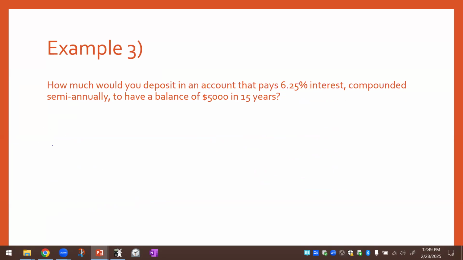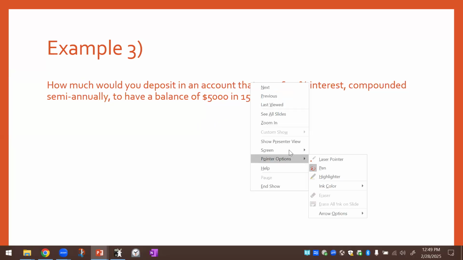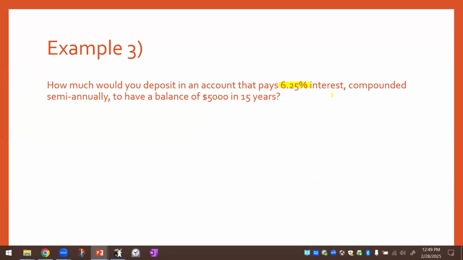The total amount. What we started. There we go. Our initial. We didn't know. We have no clue what we started with, right? So it gave us our 6%. We know that it's compounded semi-annually, which means at least twice a year. And we have 15 years. So we're not given our P. We don't know P, but we do know everything else.